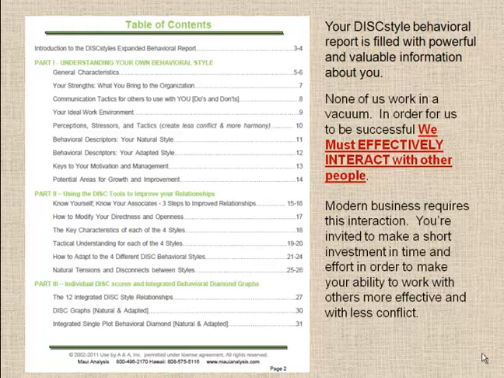The path to that understanding is found in great measure in this report. It's just filled with valuable information, including your general characteristics, the natural strengths that you would bring to any organization, the do's and don'ts of effective communication with you. This alone is such a valuable piece of information, as well as the ideal work environment for you.